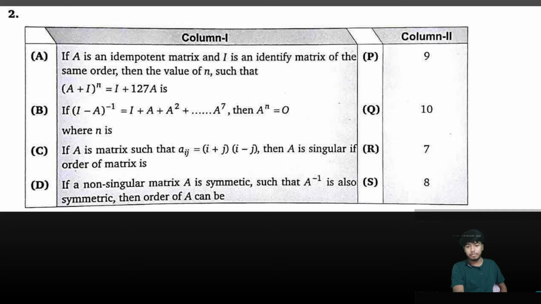So let's move ahead to our next question. This is an interesting question. Let's try. First pause the video and write it. Then I will do it.